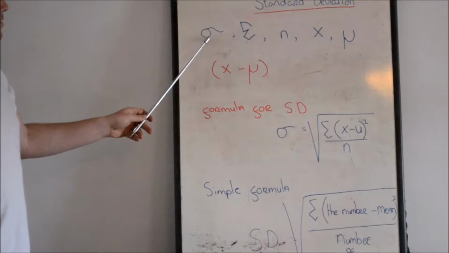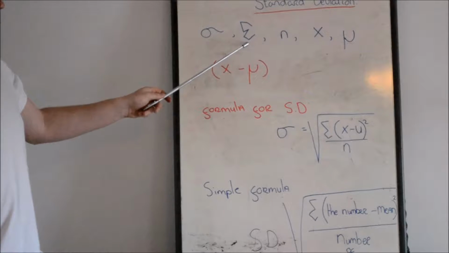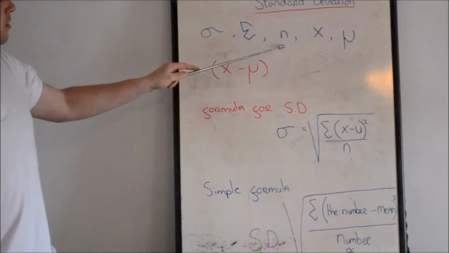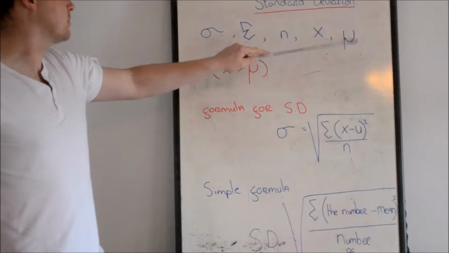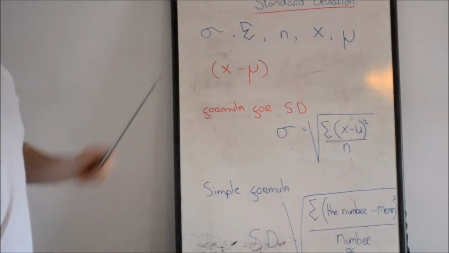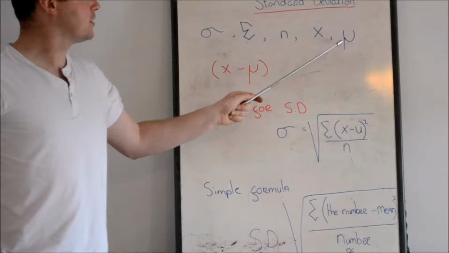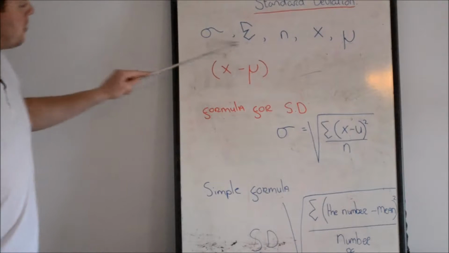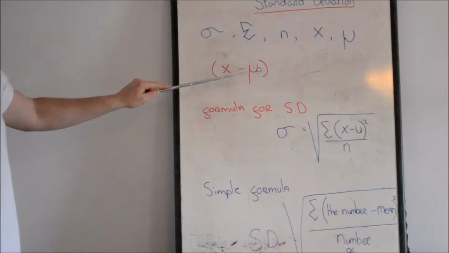So here we've sigma, which stands for standard deviation. We have this, which stands for the sum of, n, which stands for the number of numbers, x, which is the number we're going to talk about, and u, well, I actually don't know what this is yet. It's a letter of the Greek alphabet, which I'll find out for you the next day. But it stands for the mean here, and this is the most important bit of all. This stands for the number minus the mean. Okay, so this is very important.